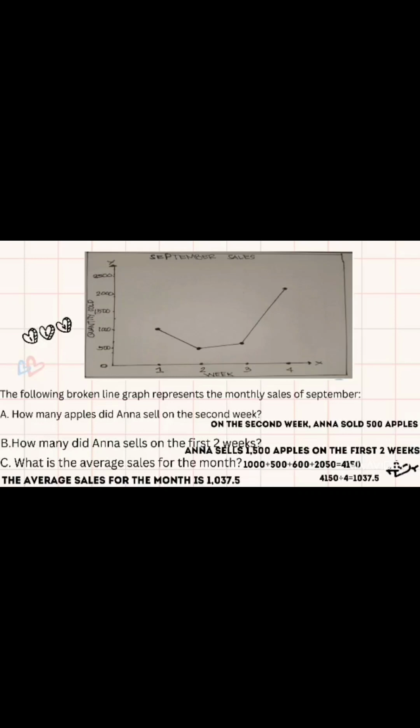Question C. What is the average sales for the month? Answer. 1,000 plus 500 plus 600 plus 2,050 is equal to 4,150. Divided by 4 is equal to 1,037.5. The average sales for the month is 1,037.5.